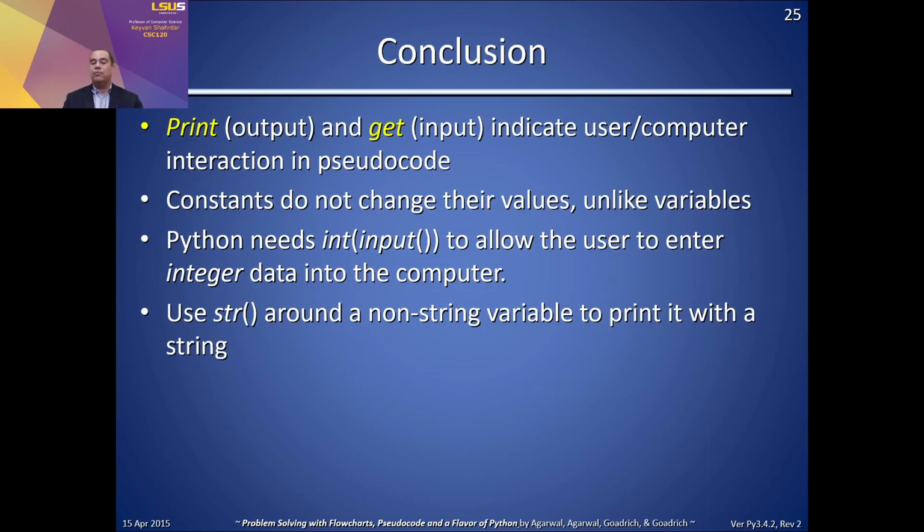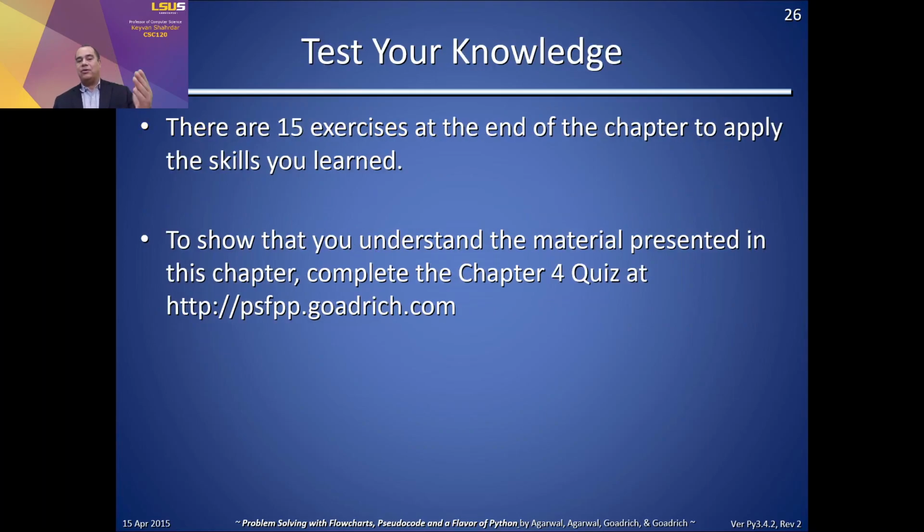So in conclusion, print output and get input indicate user-computer interaction in pseudocode. Constants do not change their values, unlike variables. Python needs int input to allow the user to enter integer data into the computer. Use the casting str around a non-string variable to print it within a string. And obviously test your knowledge at the end of the chapter. Do those exercises and learn as much as possible.